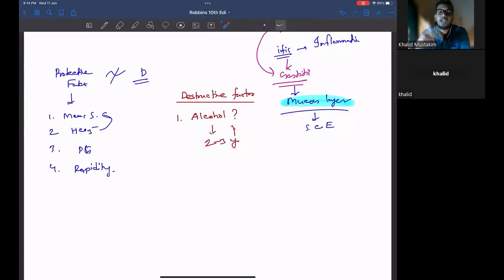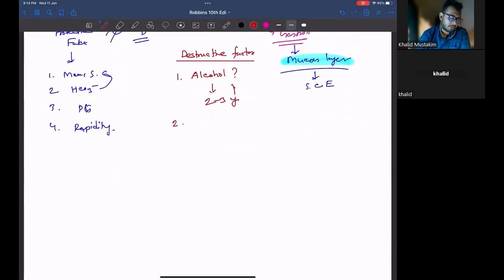So when you are continuously or chronically irritating that layer, it causes damage to the mucus layer. And when the mucus layer is damaged, inflammation occurs in response, and we call it inflammation of the stomach, that is gastritis. This is a very simple concept. Let's come to another concept, another factor.